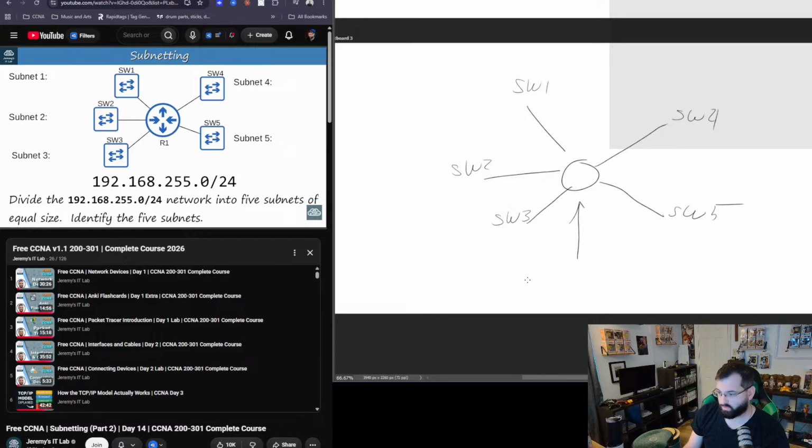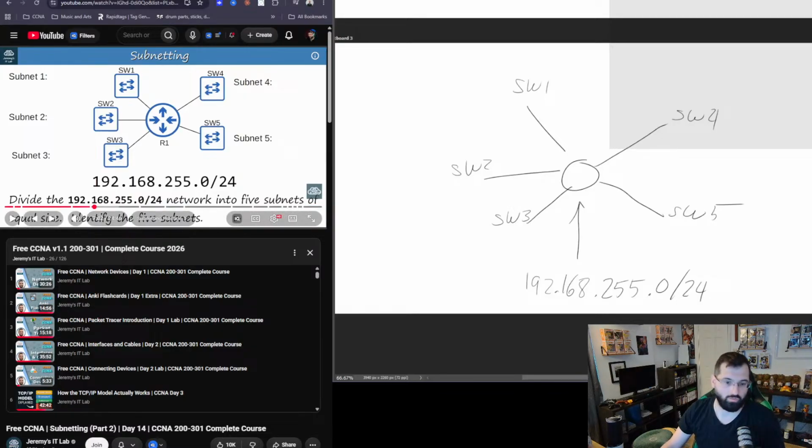Okay, the network for this is 192.168.255.0/24. I'm going to let it finish explaining, and then we're going to rock this one. Number of hosts in each subnet hasn't been specified. So let's make 5 subnets that are as large as they can be.